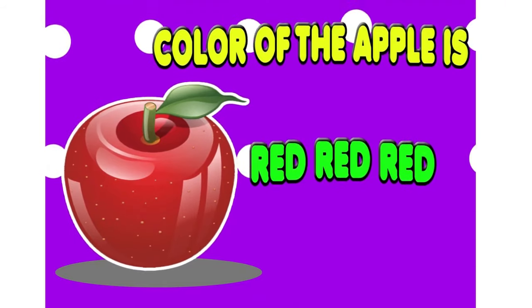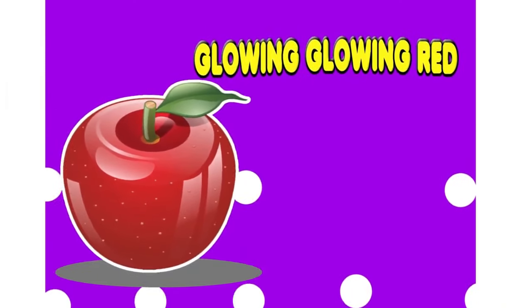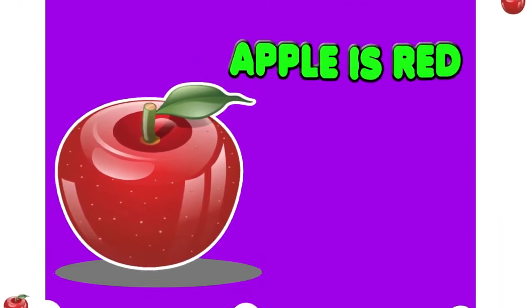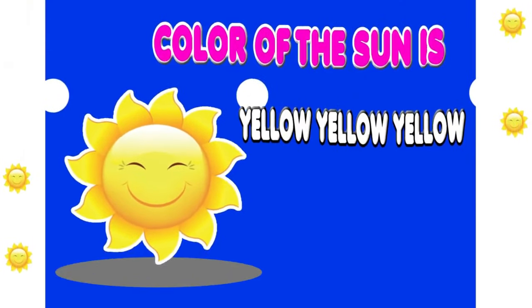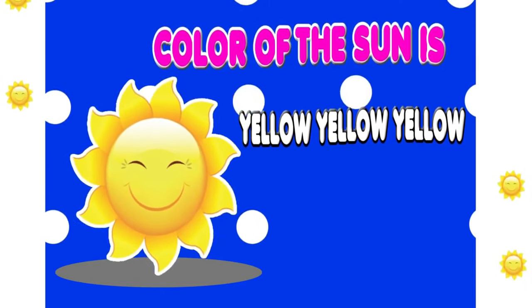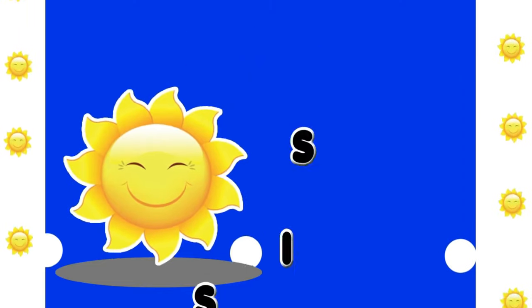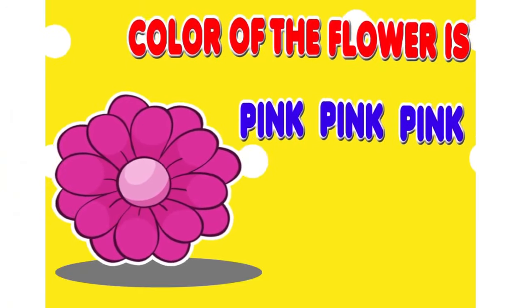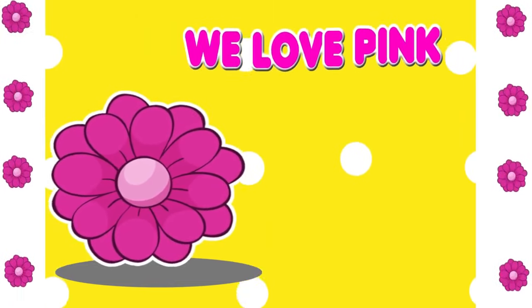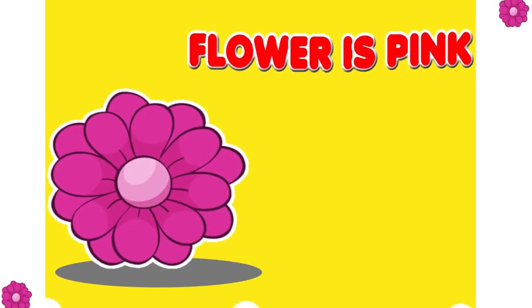Color of the apple is red, red, red. We love red. Glowing, glowing, red. Apple is red. The sun is yellow, yellow, yellow. We love yellow. Bright, bright, yellow. Sun is yellow. Color of the flower is pink, pink, pink. We love pink. Pretty, pretty pink. Flower is pink.